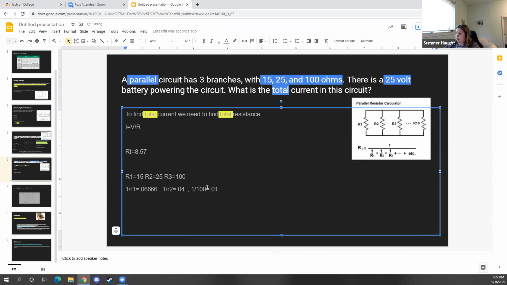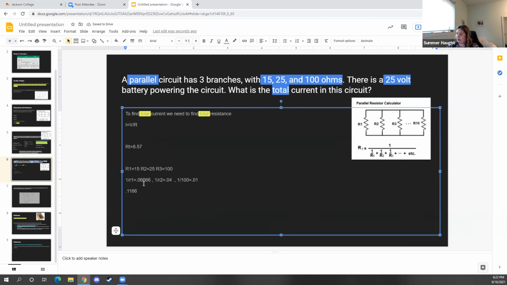So the next step here, this plus sign tells us to add all of those fractions together. So we're going to add 1 over R1, which is 0.06, 1 over R2, which is 0.04, 1 over R3, which is 0.01. 0.01 plus 0.04 plus 0.0666 is 0.1166. So we know this bottom right here is 0.1166. I'm going to write this. That bottom portion there equals 0.1166. But now we have to do 1 divided by that, right?